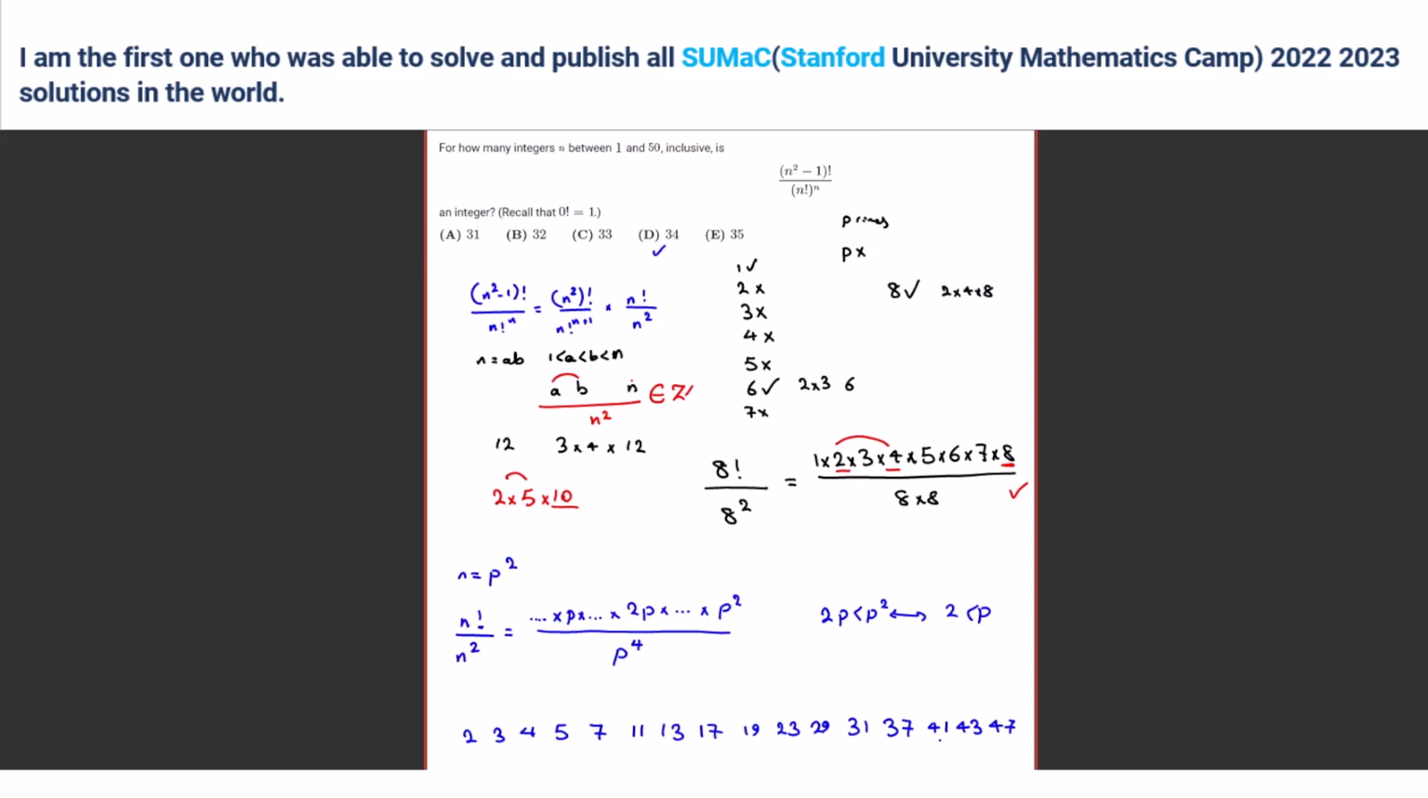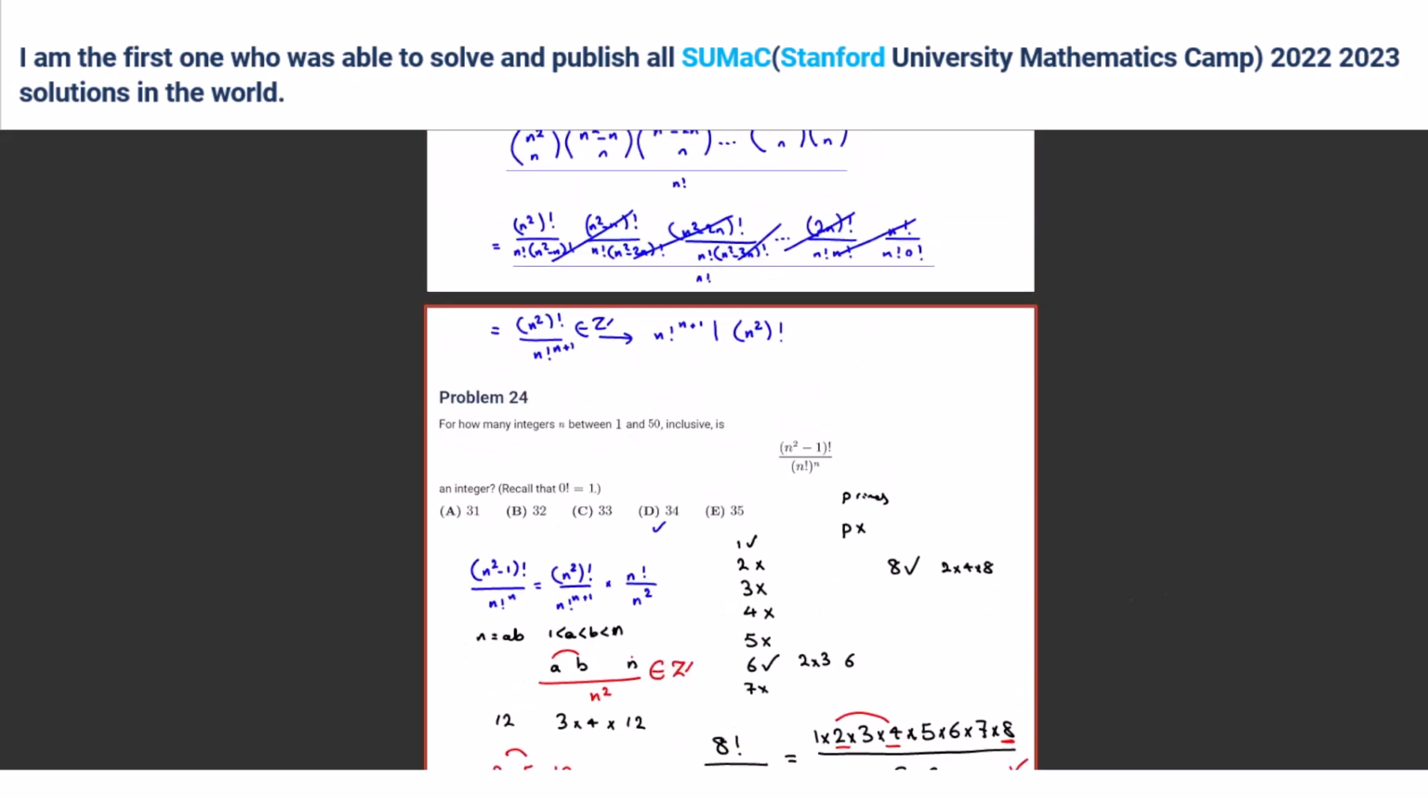So 1, 2, 3, 4, 5, 6, 7, 8, 9, 10, 11, 12, 13, 16. 15 minus 16, 34. Good.